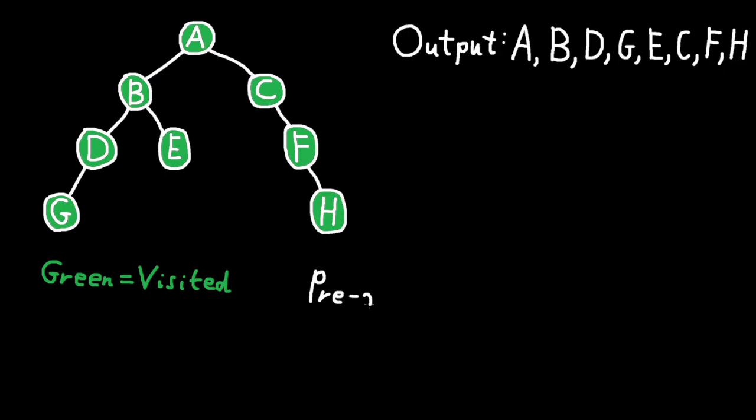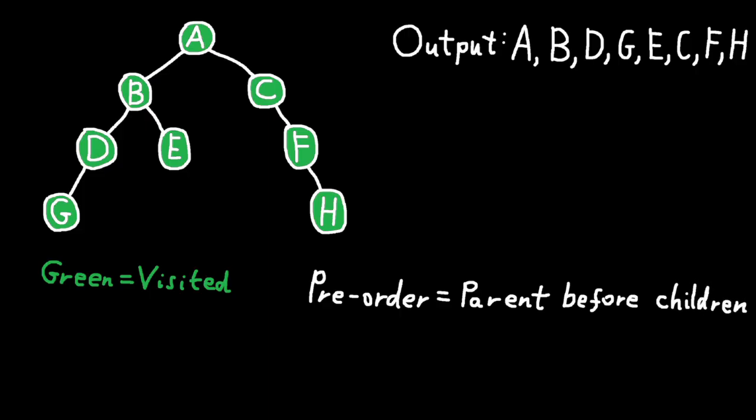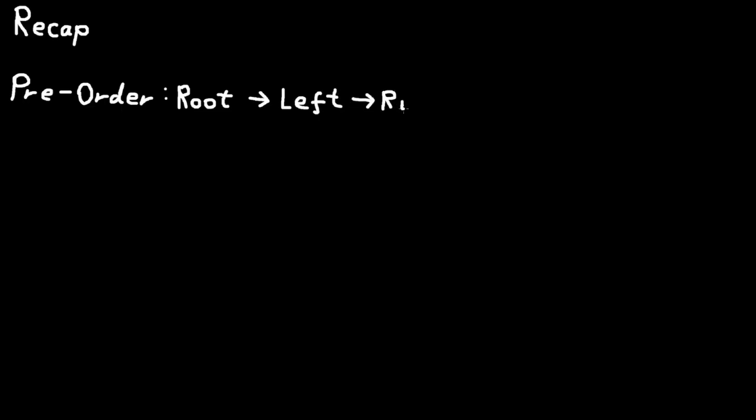One reason pre-order is useful is that it visits the root first, so you always see each parent before its children, which is helpful when copying or saving a tree structure. Quick recap. Pre-order traversal always goes root, then left, then right.